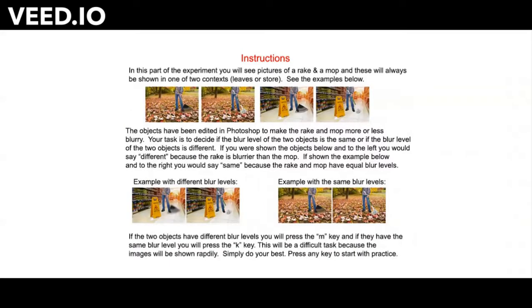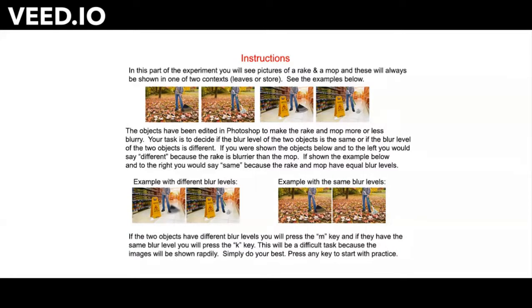So in the experiment, you're going to see two pictures. So in this situation, a rake and a mop, and these will always be shown in one of two contexts, either on a background of leaves or in a grocery store. The objects have been edited in Photoshop to make the rake and mop more or less blurry. And your task throughout is simply to decide if the blur level of the two objects is the same or if the blur level of the two objects is different.